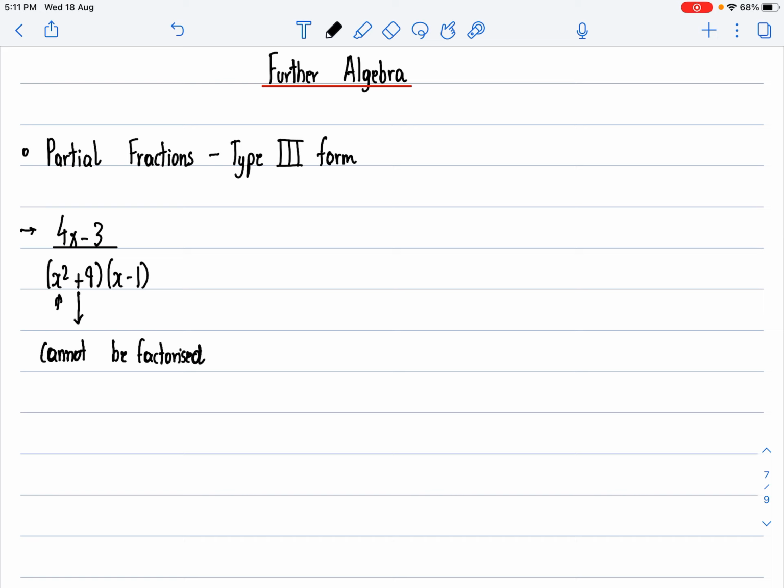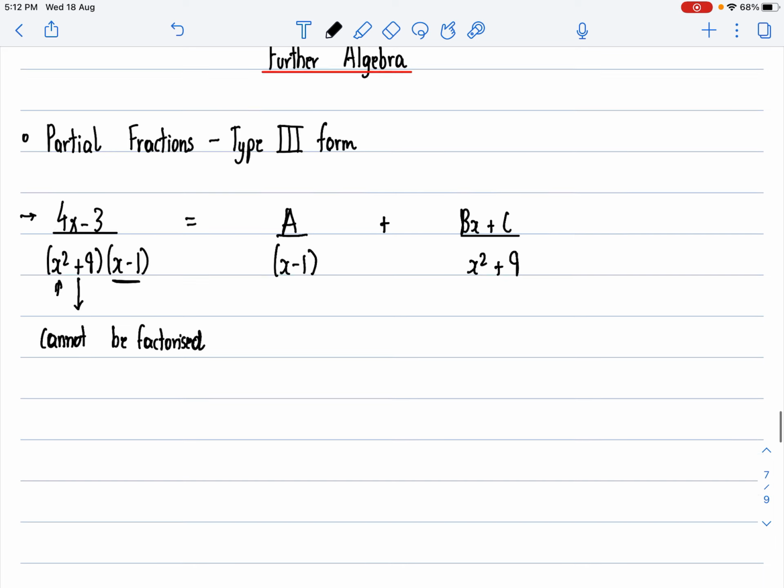So this is the way how you identify it, and the partial fraction form for this will basically be a over x minus 1, basically the part here, plus bx plus c over x square plus 9. The non-factorizable part, which is x square plus 9, will always be the denominator of bx plus c. This is one thing which you need to know. Correct? The non-factorizable part is the denominator of bx plus c.